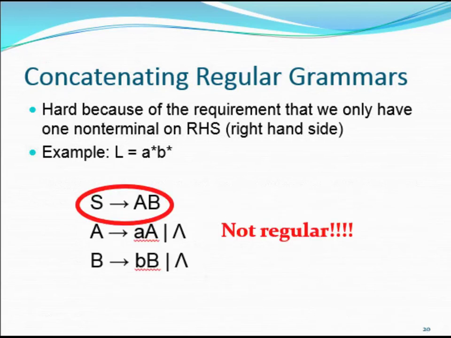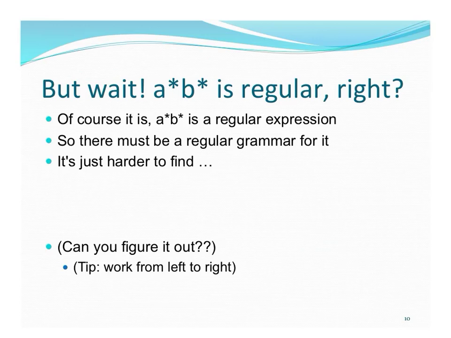I mean, it would be really nice if I could just say, well, S goes to the A part followed by the B part, and here's what my A part of my language is, and here's what my B part of my language is. But of course, if you look at this first rule, S can't go to AB because these are both non-terminals, and a regular language has to have only one non-terminal on the right-hand side. But we know that A star, B star is a regular language, so there's going to be a regular grammar for it. We're just going to have to look harder to find it.